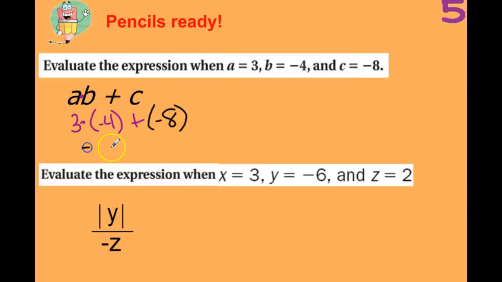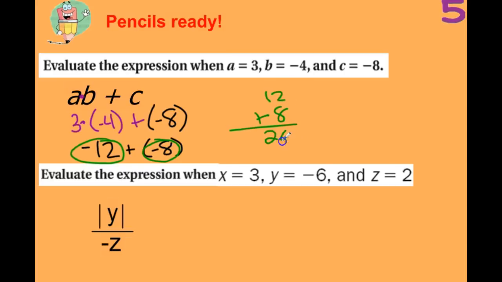So happy and grumpy, they don't get along. We know 3 times 4 is 12. Negative 12 plus negative 8. Same sign, you guys, all negative, same sign, add and keep. 12 plus 8 should give you 20. They're all negatives though, so it should be a negative 20. Keep the negative sign.